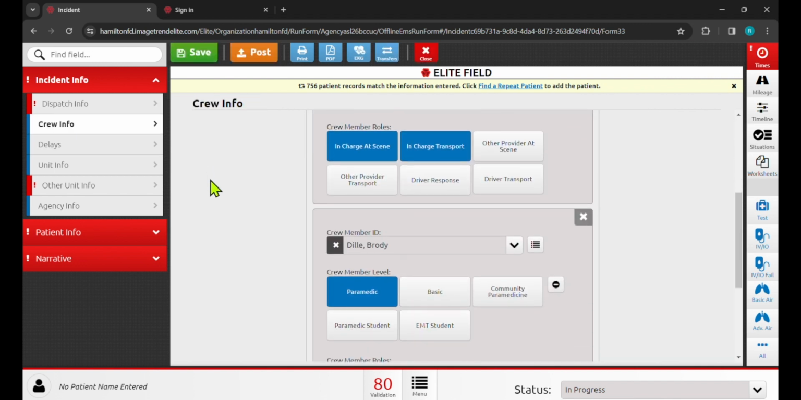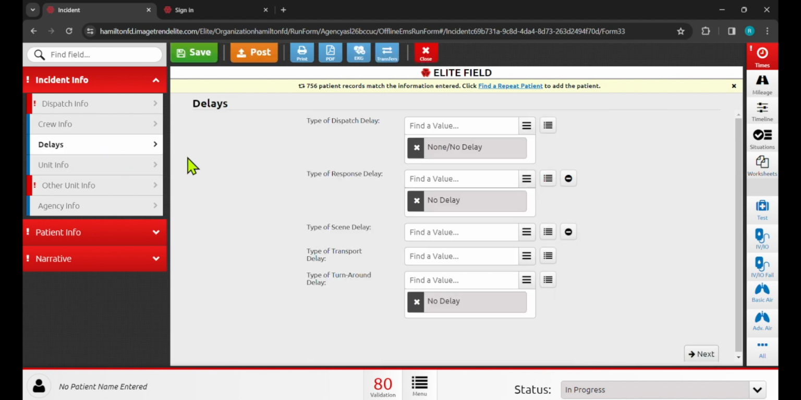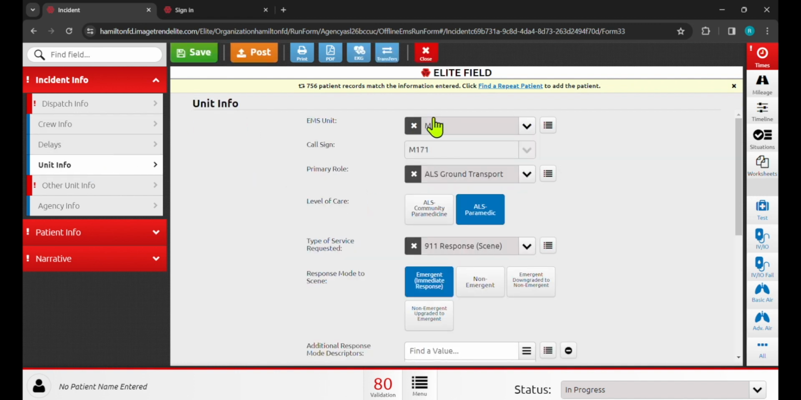Now, crew info, right? This is the information we put in. It pre-populated. Delays, something that is not commonly used but could be used. If there is a delay for any reason that delayed you getting to the scene, we obviously want to record that just to be as accurate as possible. Again, very, very rare that this page is ever used. Unit info. Once again, pre-populated from our home login screen.